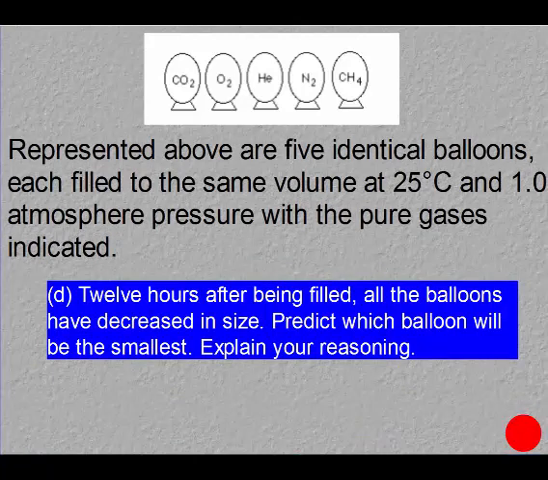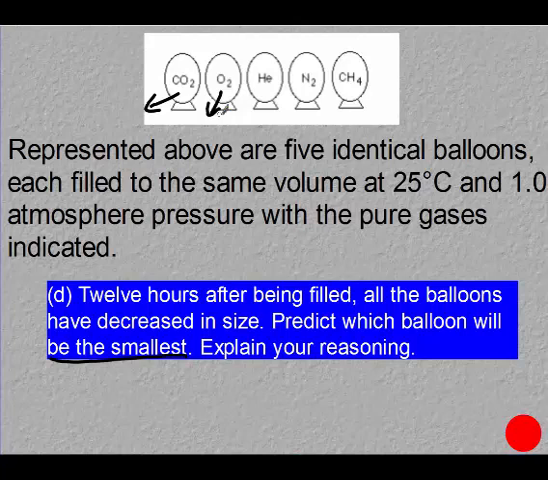We're going to pause the video and try this last one on your own. So if we want the balloon that's going to be the smallest, we want the molecule whose gas particles are going out the quickest, which means it would have the greatest rate of effusion, because effusion is the rate at which it goes through an opening. We base rate of effusion on molar mass.